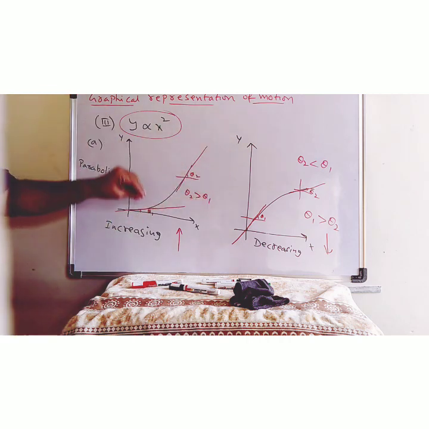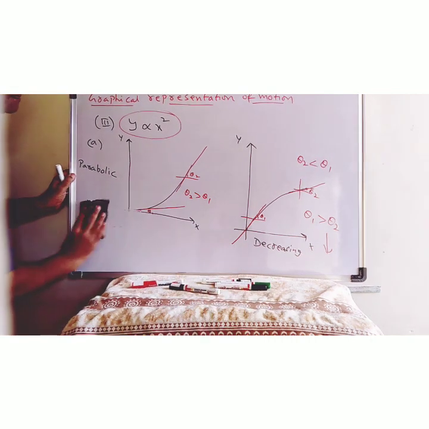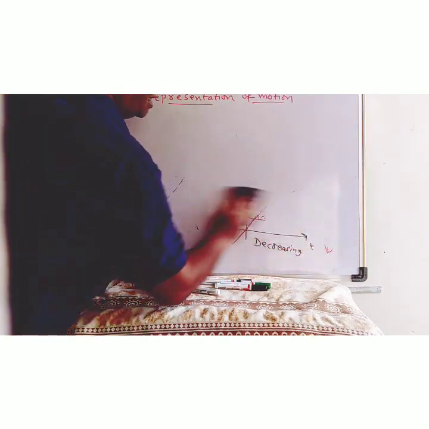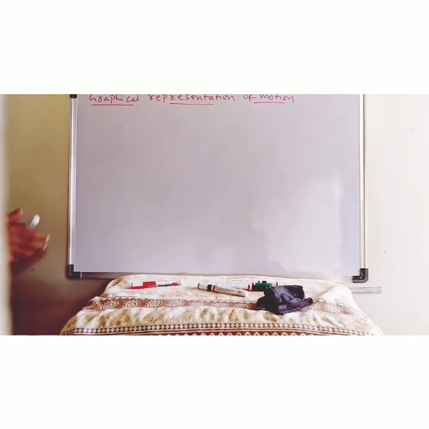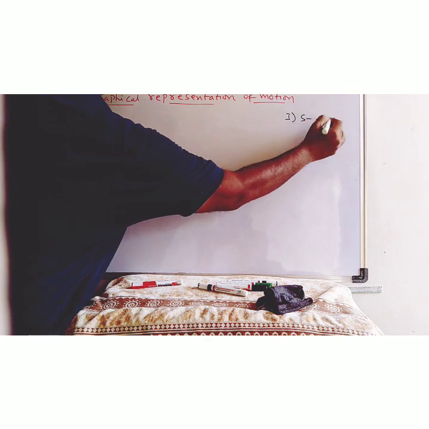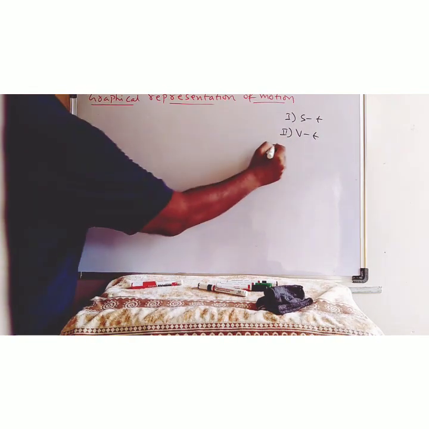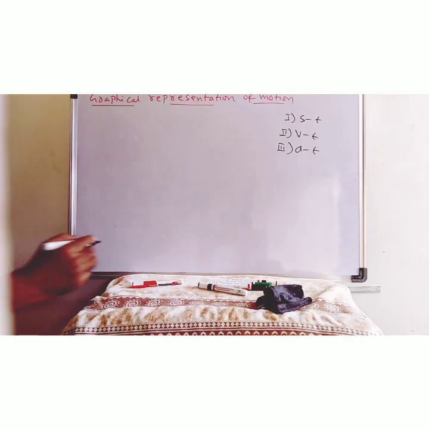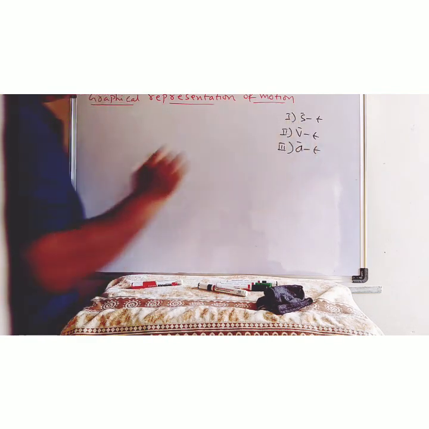All these three models we are going to use in kinematics, the graphical representation of motion. Are you following, sir, what I am saying here? We are discussing the graphs. Basically, in kinematics there are three types of graphs. One is the displacement time graph, the second is the velocity time graph, and the third is the acceleration time graph.